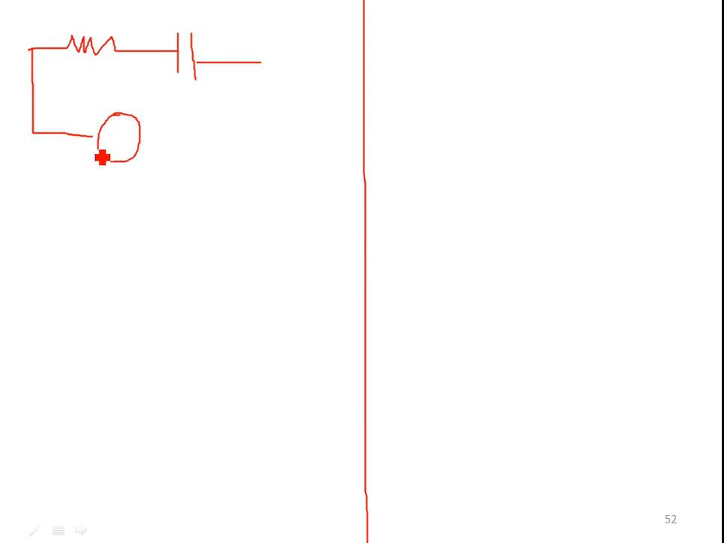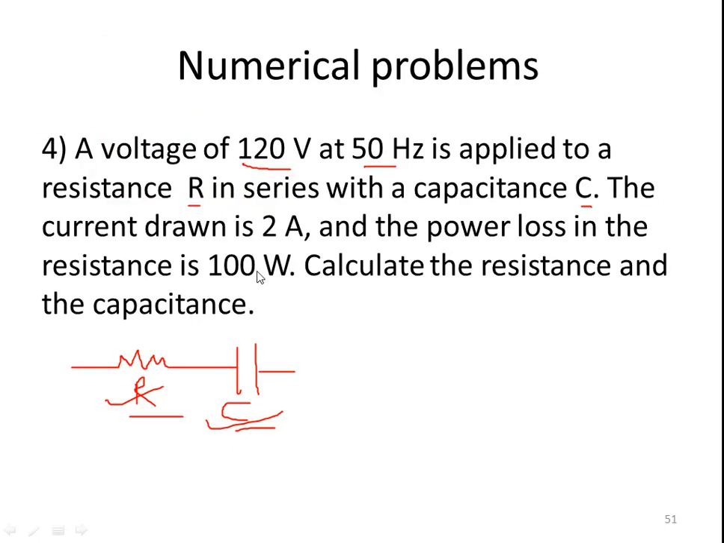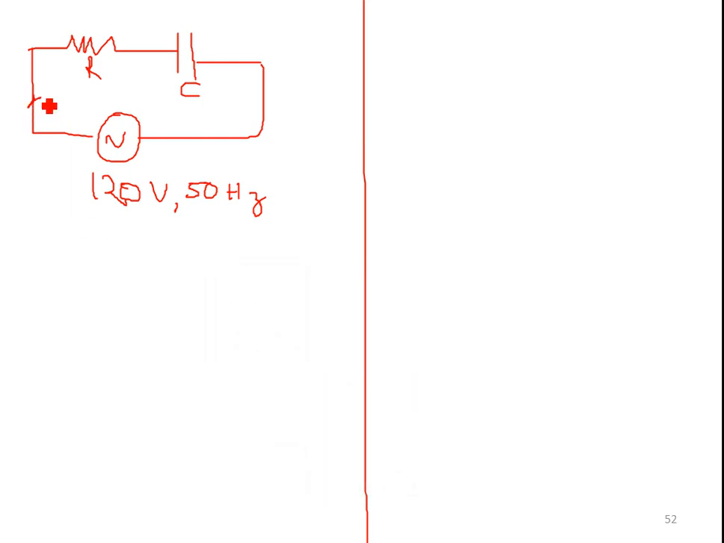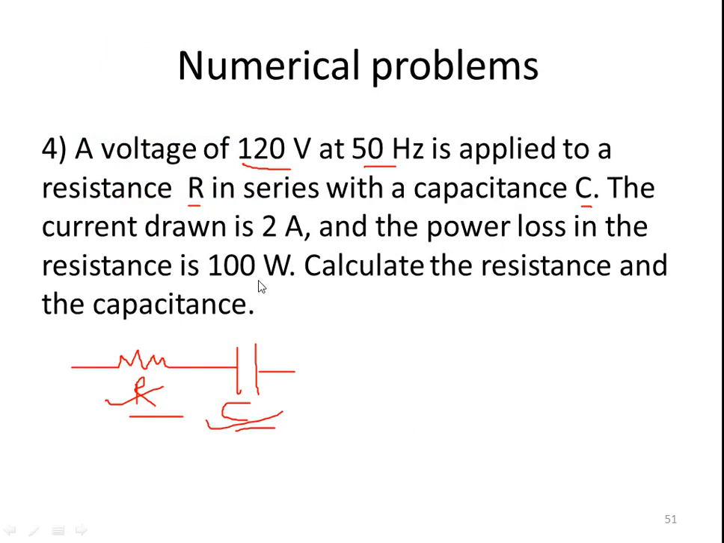This is a supply. You are having an AC supply. You don't know the resistance, you don't know the capacitance. The supply is 120 volt and the frequency is 50 hertz. Now, what else do you know? The current drawn is 2 ampere. So, this much of the data is given. Is any other data given? Yes. What is that? The power loss in the resistor is 100 watt.